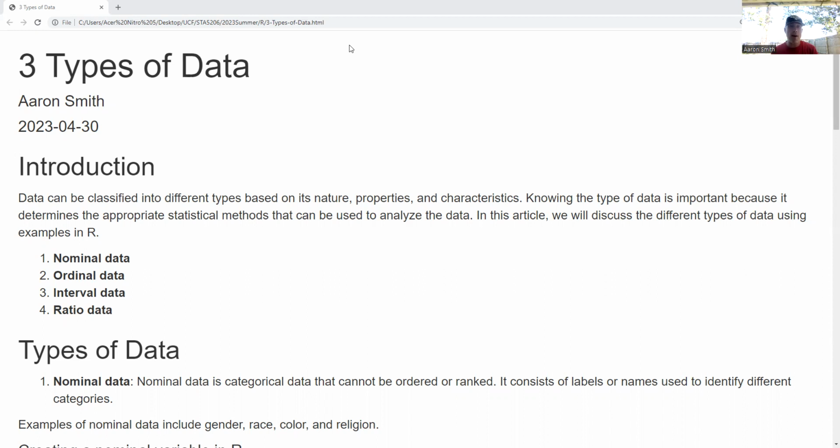So data can be classified into 4 major types based on nature, properties, and characteristics. Knowing the type of data is important because it determines the appropriate statistical methods that we'll use when we analyze that data. So here we're going to discuss the different types of data that we'll be using, and we'll run through some examples using R. There are 4 classic classifications of data: nominal data, ordinal data, interval data, and ratio data. Okay, so this ends up creating a hierarchy aspect.